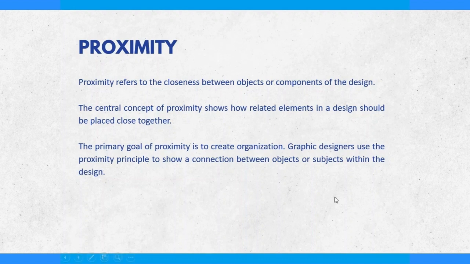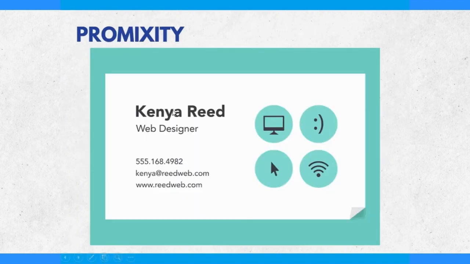For example, let's check out this. Now, this is more like a card where you have different elements placed close to each other. Now, on the top left, you have Kenya Reed, web designer. This text speaks about the description of the owner of this card. Now, here you have what looks like the contact detail of the card owner, and on this right side you have the icons that describe what this person does. And by grouping them together, you've created a sense of proximity and organization to the design. So proximity does that for you.